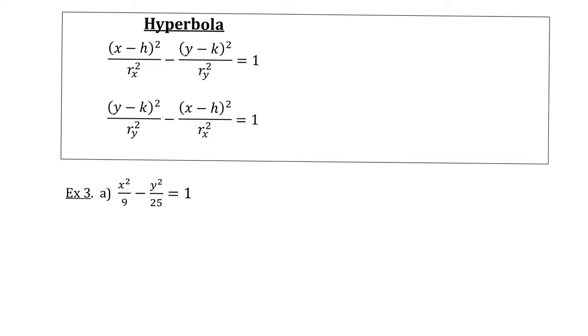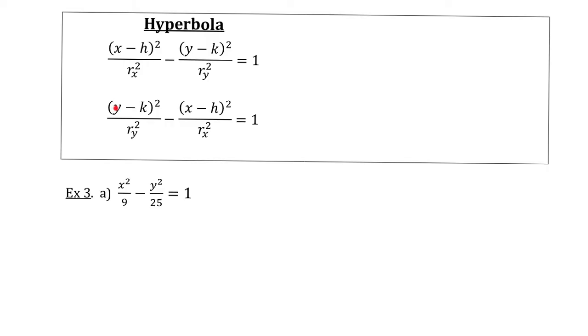Okay, the last shape we're going to look at today is called a hyperbola. It looks very similar to the ellipse formula. You see it still has the x minus h squared. Below it is the x radius squared, y minus k squared. Below it's the y radius squared. The difference is on an ellipse, there was always a positive here. If there is a minus here, it's going to be a hyperbola.